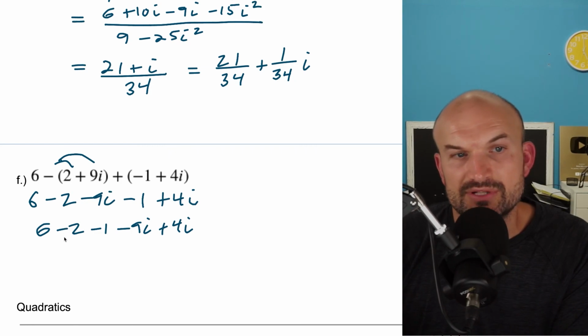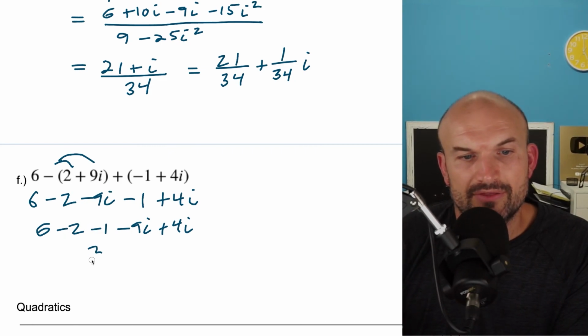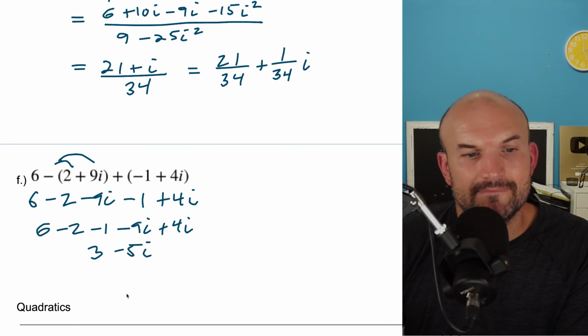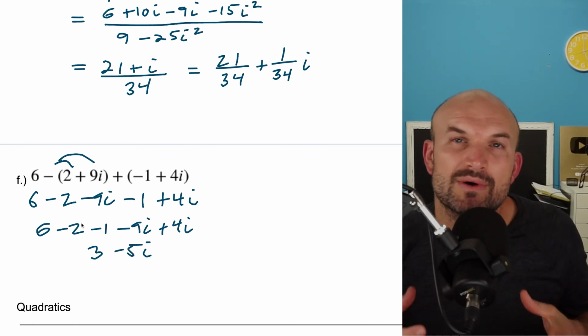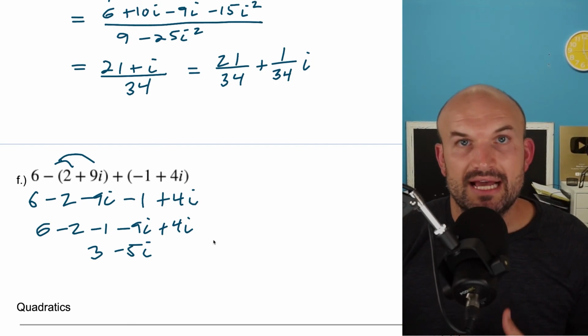So 6 minus 2 is going to be a 4. 4 minus 1 is going to be a 3. Negative 9i plus a 4i is going to be a negative 5i. And therefore, that would be your simplified term. Again, you always want to write it in that a plus bi format.